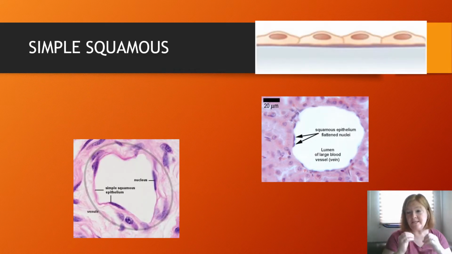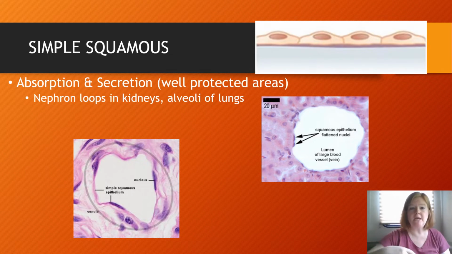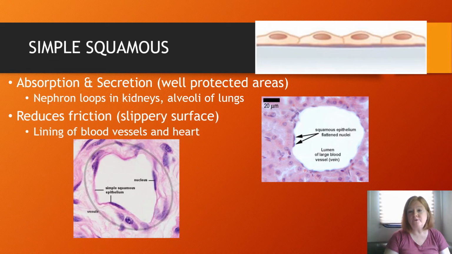Okay, now we're going to focus on different classifications of epithelial tissue, and we're going to start with simple squamous. So this functions well for absorption and secretion. Why? Because it is a single layer of cells, so diffusion across that is easy peasy. But remember, since it's only one layer, this has to happen in well-protected areas. So it could occur in the kidneys and the nephron loops, in the alveoli of the lungs. It reduces friction also, so it can be found on slippery surfaces like lining the blood vessels or the heart.